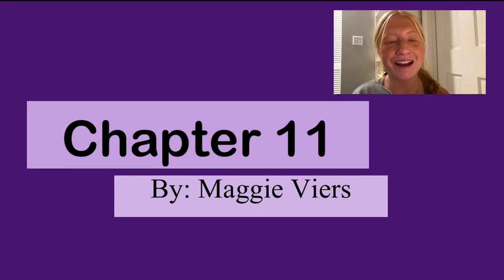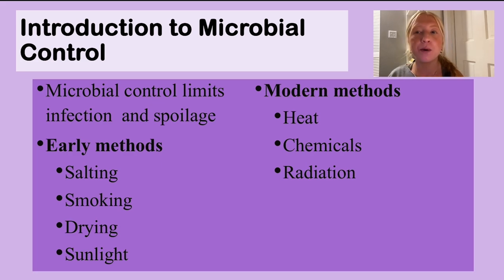Okay, this is my Chapter 11 PowerPoint on microbial control. Microbial control has been around for a long time, and people used to use salting, smoking, drying, pickling, and sunlight exposure to preserve food. But now they are able to control microbes through more modern methods like physical methods, which include heat and radiation, and also chemical disinfectants. They limit contamination and infection.